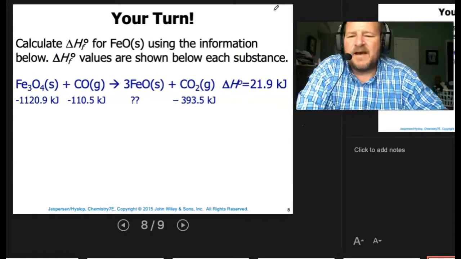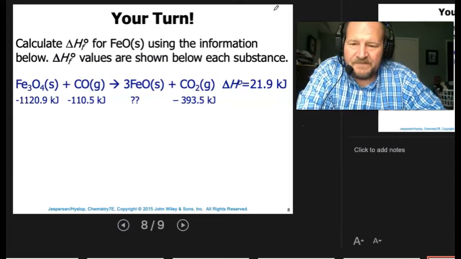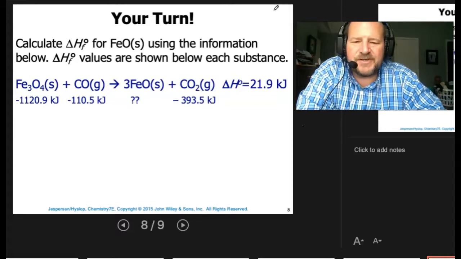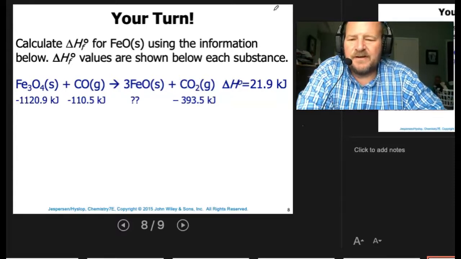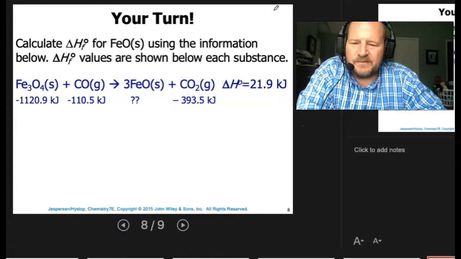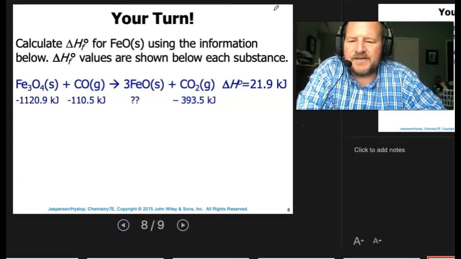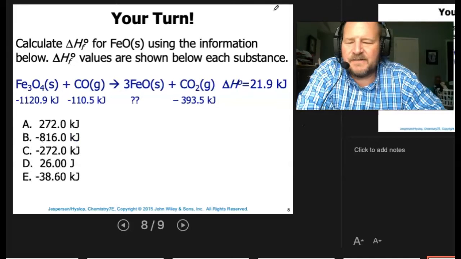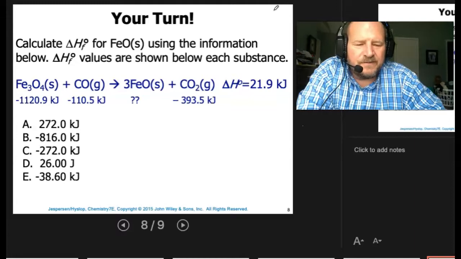All right. Calculate delta H of F for FeO solid, so for iron 2 oxide, using the information below. Delta H F values are shown below each substance. So again, here we're going to do a little rearranging. They gave us delta H for the reaction. They gave us the formation for the Fe3O4. They gave us the delta H formation for the CO. They gave us the delta H formation for CO2. And they're asking us, what is the delta H formation for iron 2 oxide? There are our options. So you might want to pause here, work your way through it.